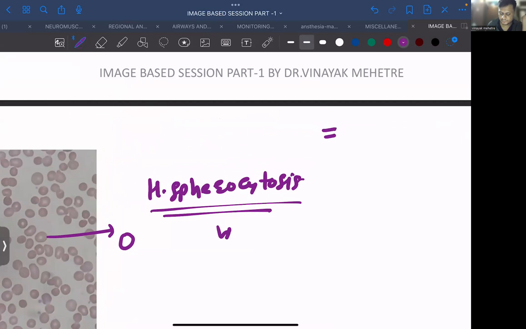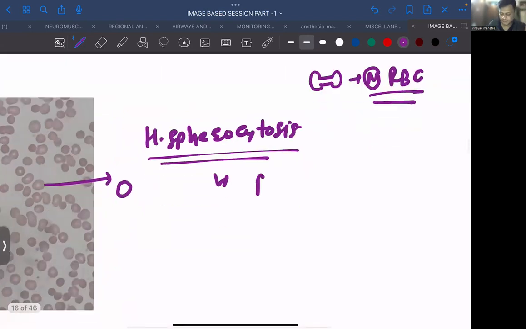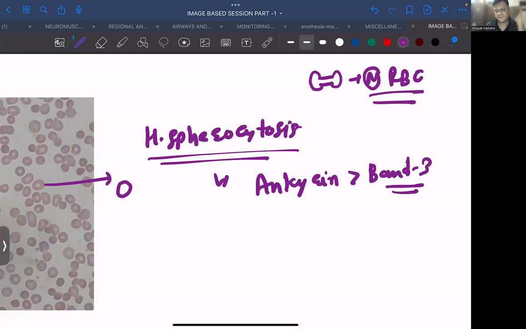RBC normally looks like this, that is dumbbell shape. Over here we will not see dumbbell shape RBC. What we are seeing, spherical RBC, is due to defect in ankyrin, followed by band 3 protein. If ankyrin is not in the option, then you can go for band 3 protein. If that is also not in the option, then comes spectrin. Okay.